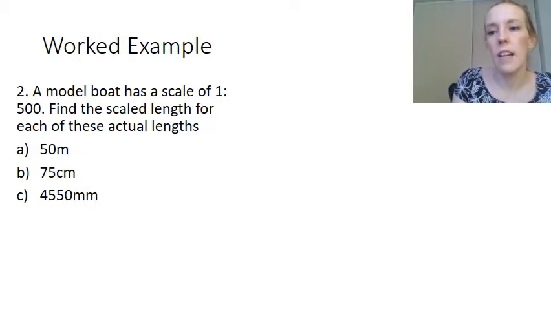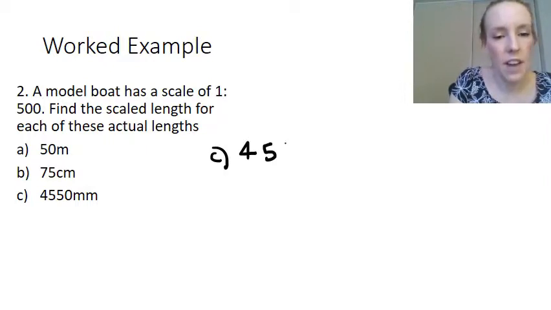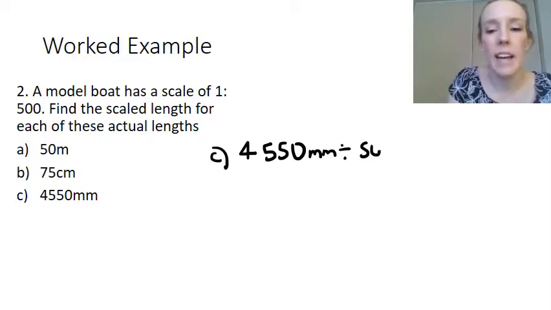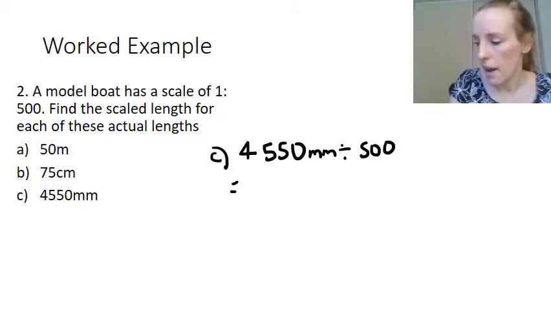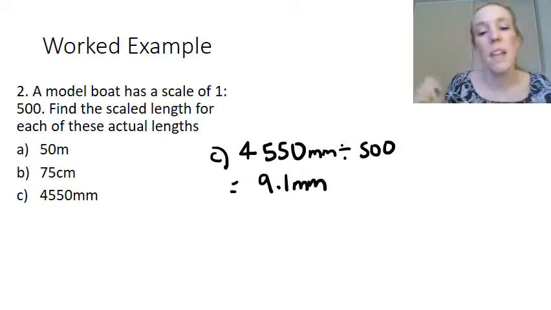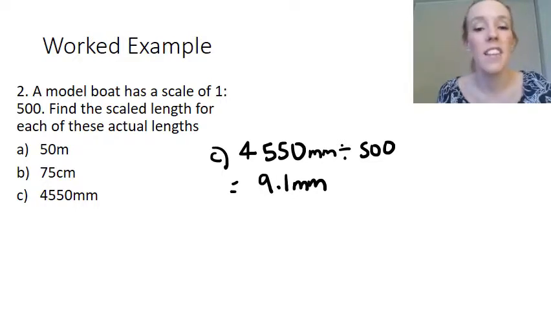And our lucky last question. So we've got 4,550 millimeters on our real boat. What's that going to be on our model? Well, we're dividing by a scale factor, and that equals 9.1 millimeters. And that's a pretty good unit, so I'll just leave my answer like that.